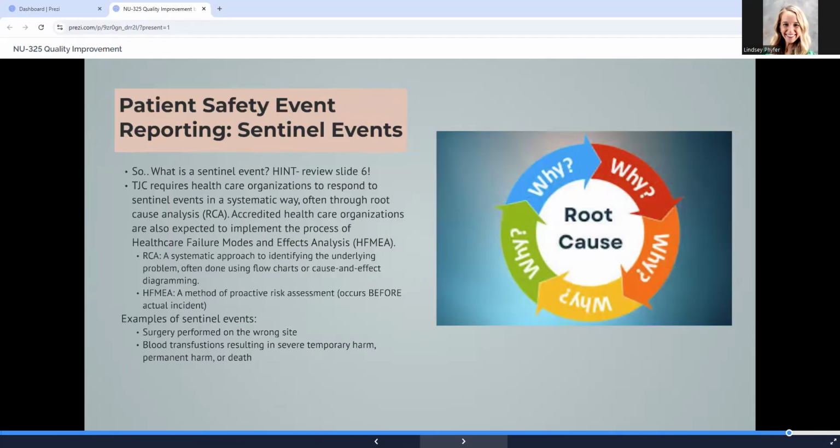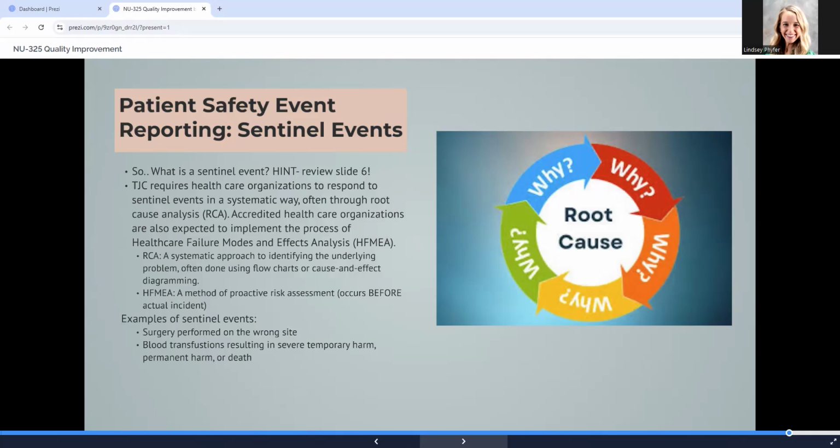So, patient safety event reporting specific to sentinel events. I know we've already talked about sentinel events, but if you don't remember what it is, go back to slide 6 and look over that definition. And remember, the Joint Commission requires that healthcare organizations respond to sentinel events in a systematic way, often through root cause analysis, or RCA. And accredited healthcare agencies are also expected to implement the process of healthcare failure modes and effects analysis, or HFMEA. So let's talk a little bit more about root cause analysis and healthcare failure modes and effects analysis.